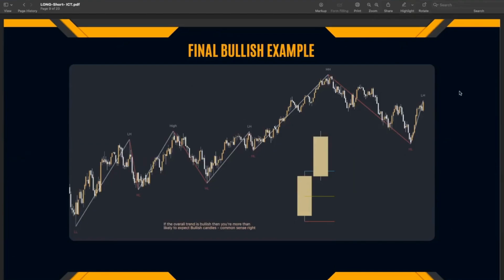Now, for our final example, if the overall trend is bullish, then you're more than likely to expect more bullish candles, right? Common sense. So if you zoom out on your daily time frame and you see, okay, we have had a bullish uptrend, which means that we are more than likely to have more bullish days than bearish days. So that means that if you're doing your analysis the way I just showed you, and you see that the next day should have bullish momentum and it aligns with your overall trend, that means that it's an even higher likelihood that your long trades should play out.